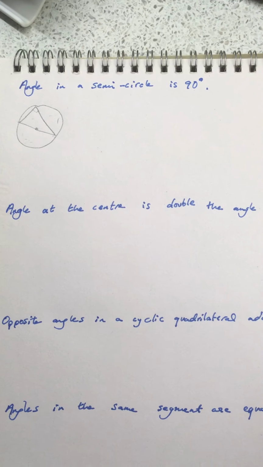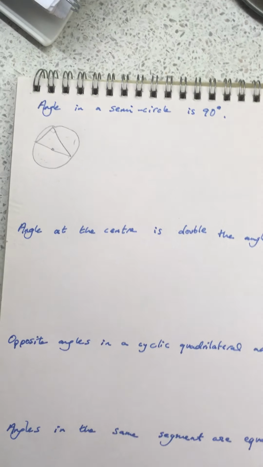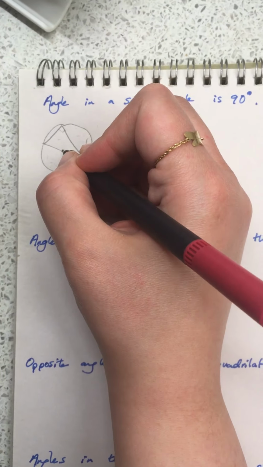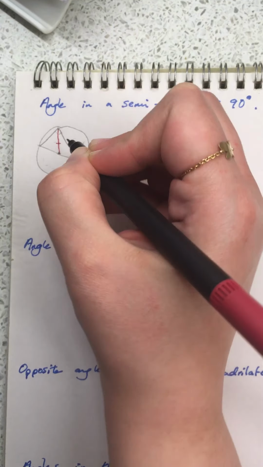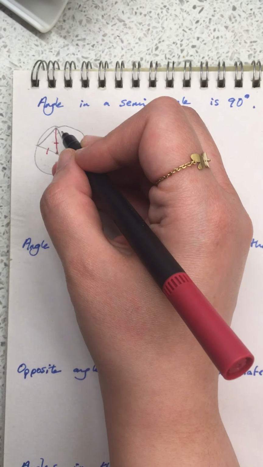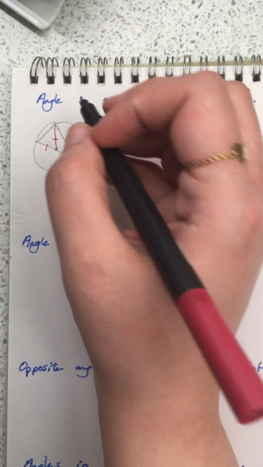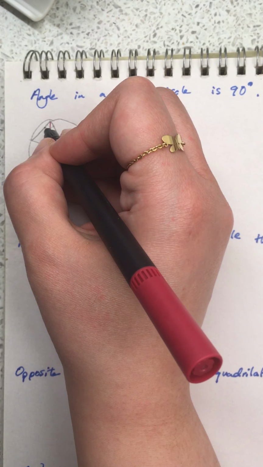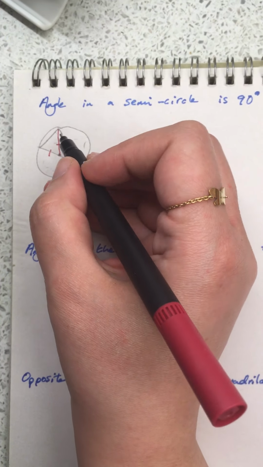How can we prove this? We always begin by drawing a radius line. So if that's the centre, that's a radius line. And therefore this is also a radius, and so is that. So I have two isosceles triangles, one here and one there.